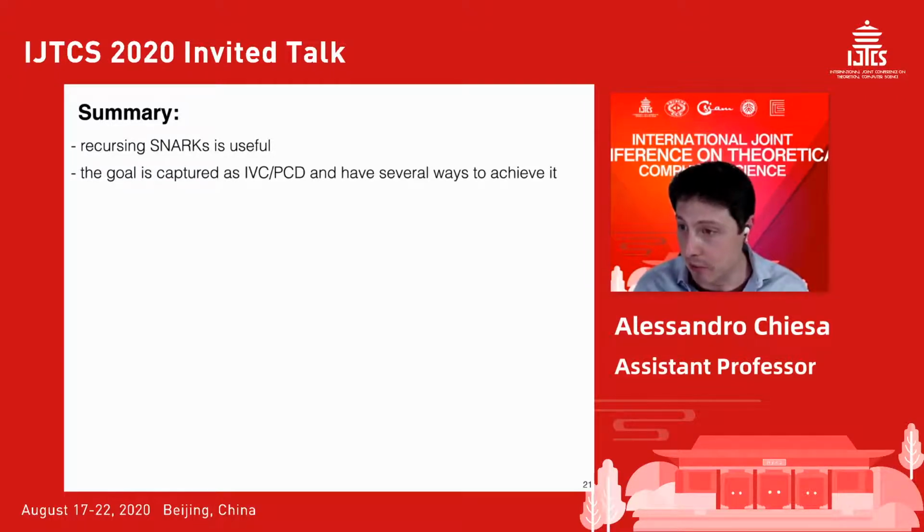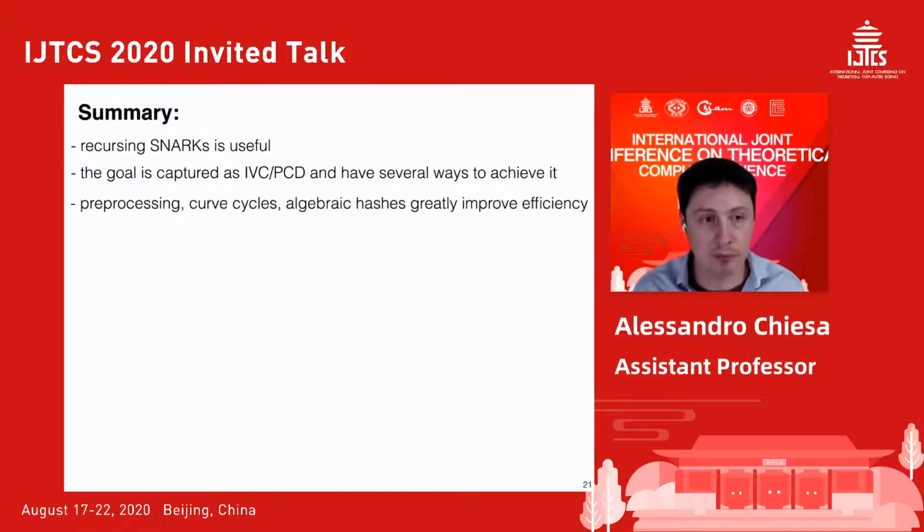why snarks are useful. Remember, you can use them for constructing succinct blockchains, snarks for distributed computations like MapReduce, and constructing verifiable delay functions. And from a cryptographic perspective, this is captured by the notion of incrementally verifiable computation and more generally proof carrying data. And there are several ways to achieve it. We saw it from succinct verification and from accumulation.